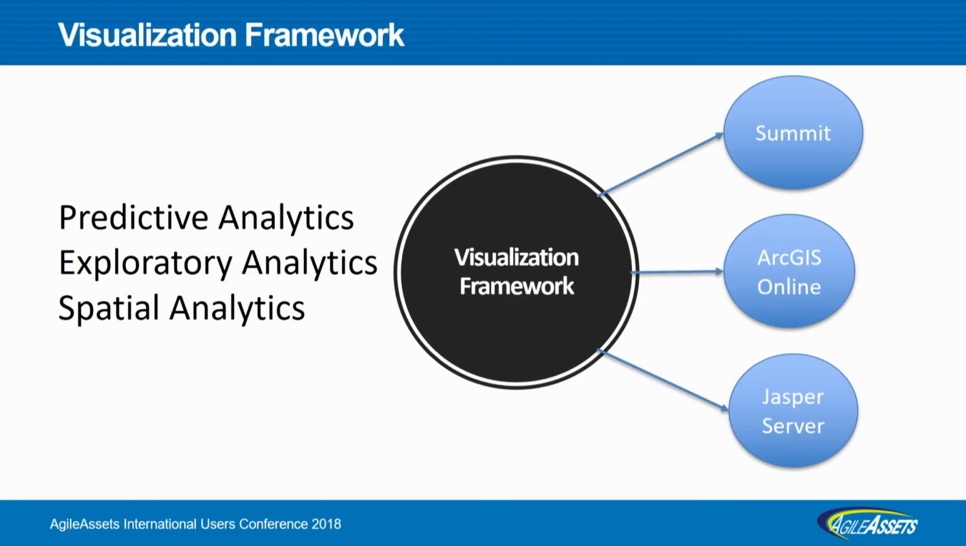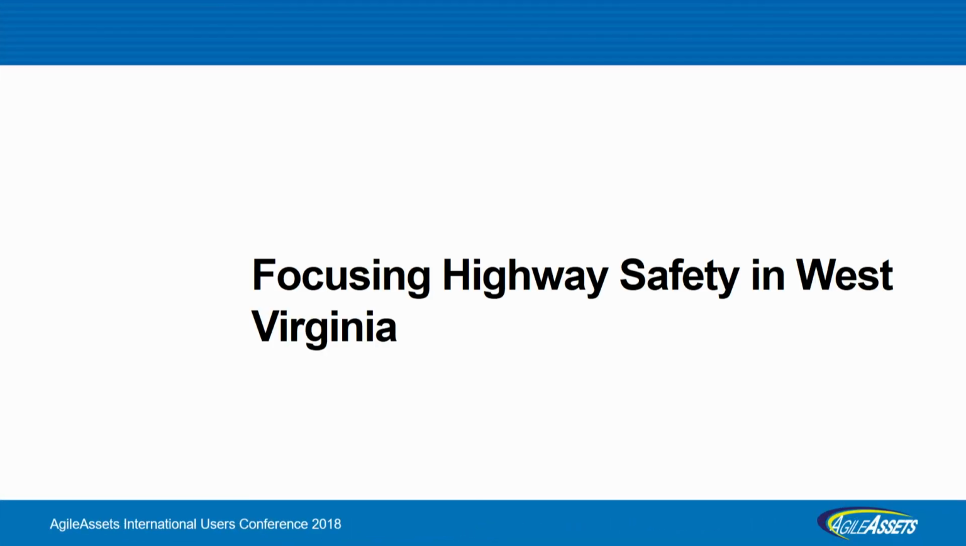So this is in short the visualization framework, how it looks. We have the predictive analytics, the exploratory analytics, and spatial analytics. And we have 3 different frameworks for that. We have Summit, we have ArcGIS Online, and we have the Jasper server, which is a new tool. Using all of these features, we can definitely make a better decision. With that, I would like to transfer the control to Marsha, and she will talk about the highway safety focus area in West Virginia.